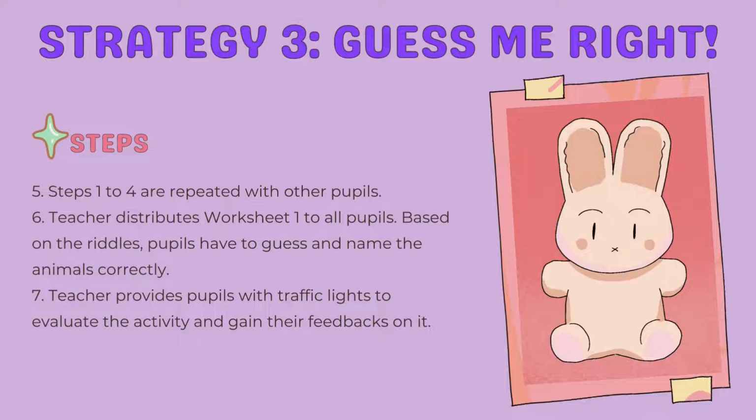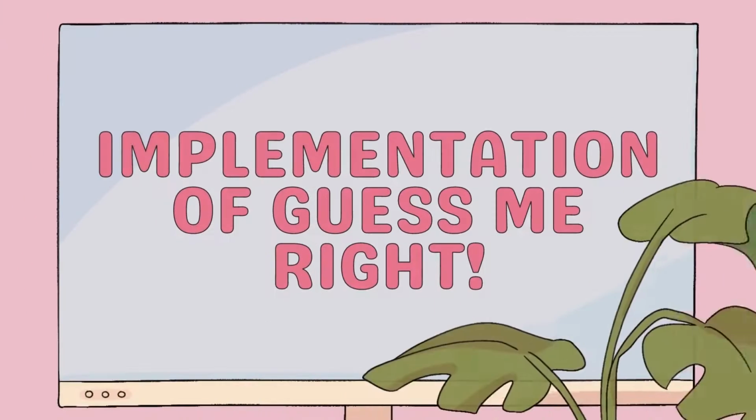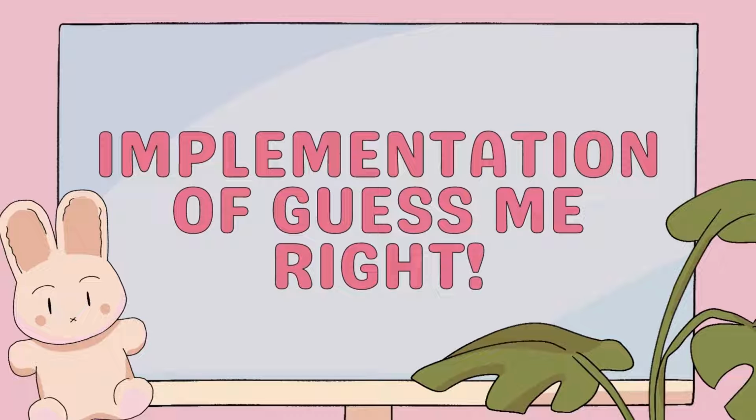Then teacher distributes worksheet to all pupils. Based on the riddles, pupils have to guess and name the animals correctly. And lastly, teacher provides pupils with traffic light cards to evaluate the activity and gain their feedback on it. So here is an example of the implementation of Guess Me Right.